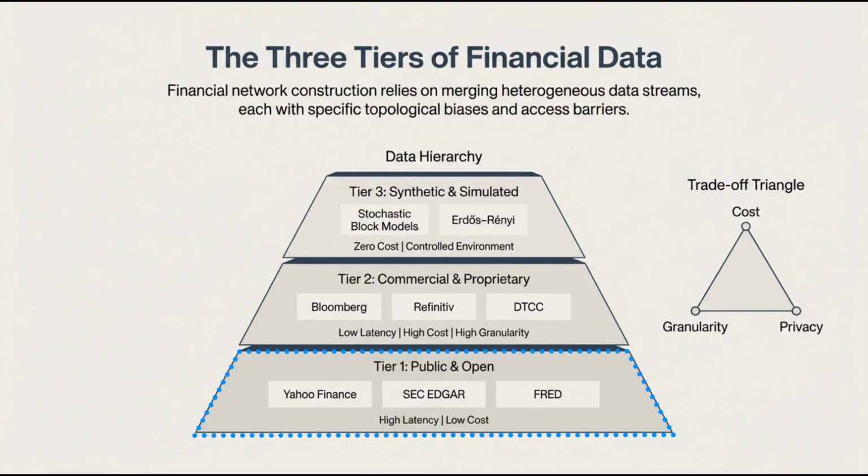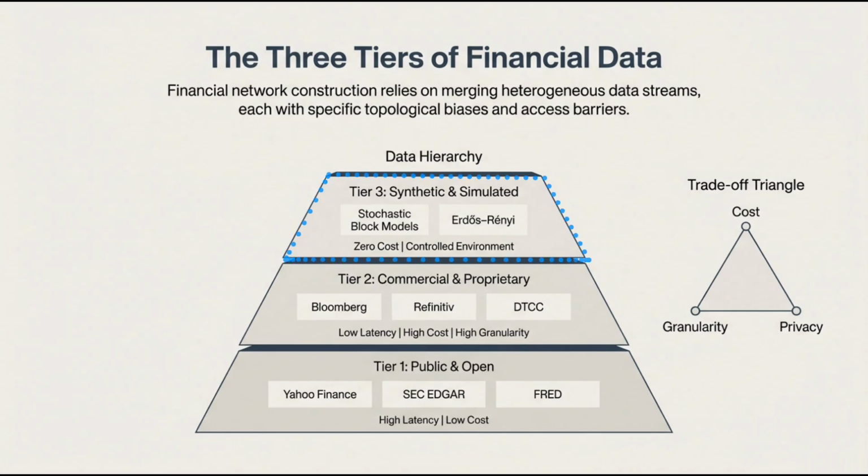At the base is Tier 1, public and open data, with examples like Yahoo Finance, SEC EDGAR, and FRED. These sources are accessible and relatively low cost, but often come with higher latency or less detail. In the middle is Tier 2, commercial and proprietary data, including Bloomberg, Refinitiv, and DTCC. These are more granular and often more timely, but they are expensive and harder to access.